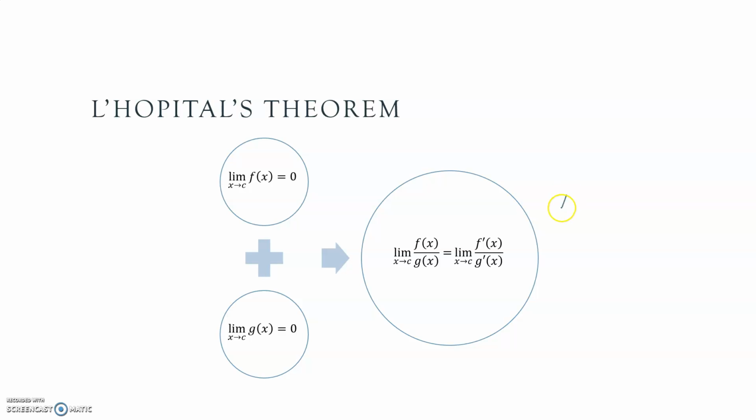I would like to make a really big note here. This is not the quotient rule. We're not doing low-d-high here. We are just separately taking the derivative of f and the derivative of g and then reevaluating those limits. So this is not the quotient rule. This is the two derivatives separately, and it's a way of evaluating limits.